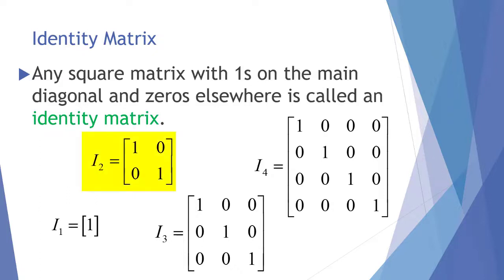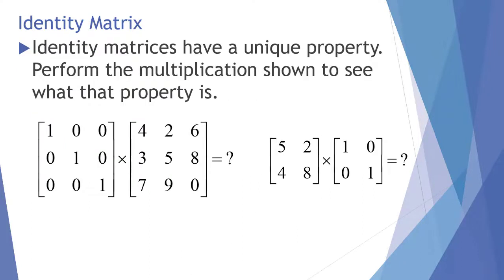So right here, I sub 2 is the identity matrix for a 2 by 2 square matrix. I sub 3 is the identity matrix for a 3 by 3 sized matrix. There's I4, and even if your matrix is only 1 by 1, it still has an identity, and it's right here. So you can see that the pattern for all of these is exactly the same. Now, the identity matrix plays an important role in matrix arithmetic because it has a really unique property. In fact, it's the only matrix with this property.